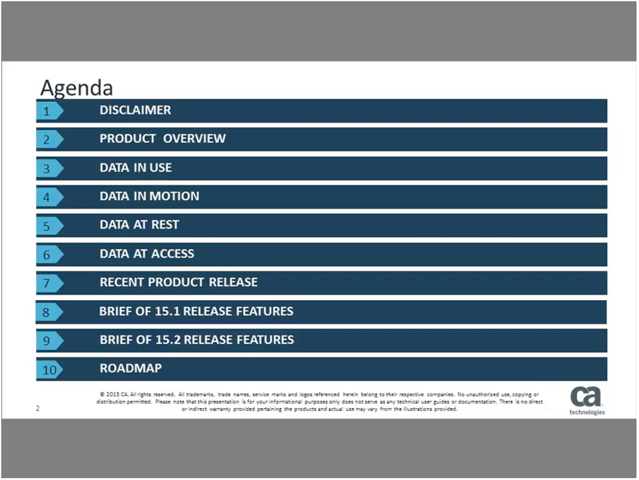So what will be the agenda for today? We'll be covering the product overview. We'll be talking about the various data in use, data in motion, data at rest, and data at access features provided in CA Data Protection, recent product releases, and we'll go briefly over the last two releases, that is 15.1 and 15.2. And then we'll talk about what's coming up in the future releases, what the roadmap looks like.